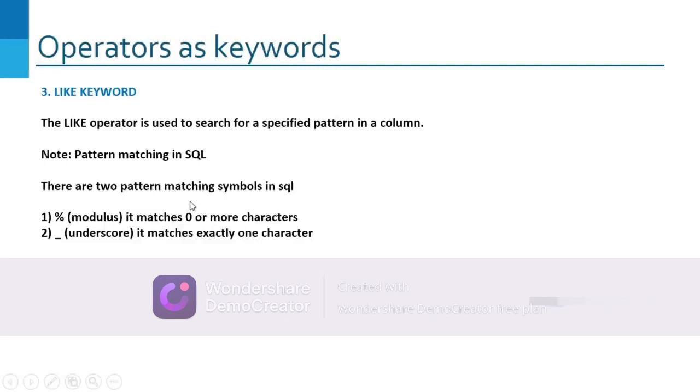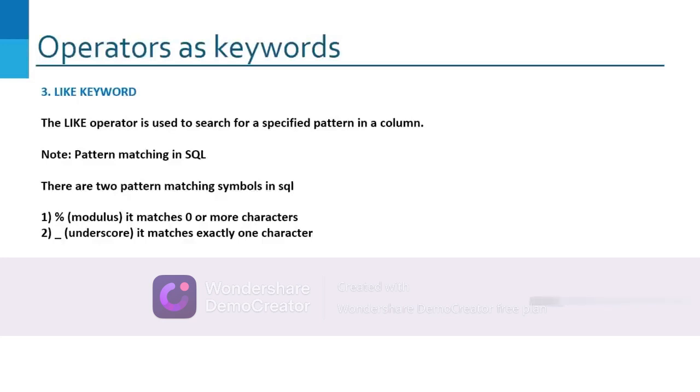See, there are two pattern matching symbols in SQL, percentage and underscore. Percentage is also called modulus. It matches 0 or more characters. So it either matches 0 characters or more characters, not exactly 1. But underscore matches exactly one character. So suppose I have one name which is Raj and another name which is Ram. If I write RA underscore, underscore is only taking one character. So RA underscore will give me Raj as well as Ram as the output.